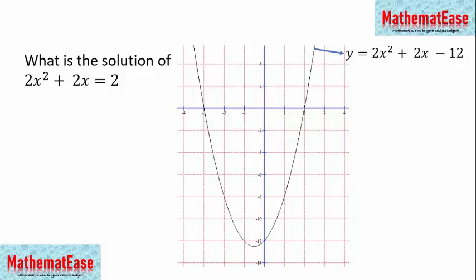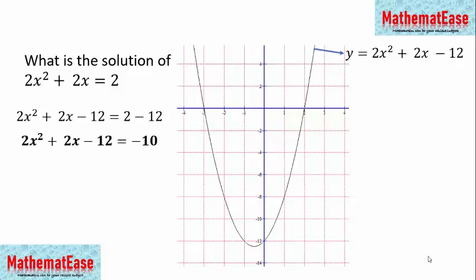So what do I do? I discover that if I add minus 12 to the left side, it will be equal to the original equation of the curve. So let me add minus 12 to both sides. Having simplified this, I will get 2x squared plus 2x minus 12 is equal to minus 10. Now, if you compare this equation I just got, the left side, 2x squared plus 2x minus 12, is exactly the equation of the curve. So that minus 10 means that y is equal to minus 10.